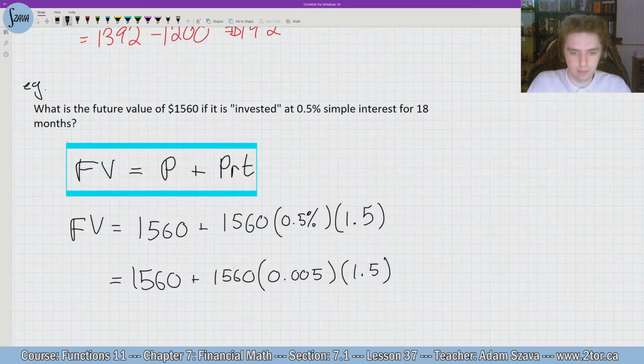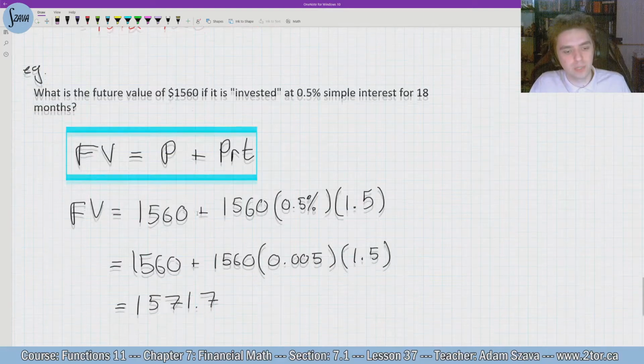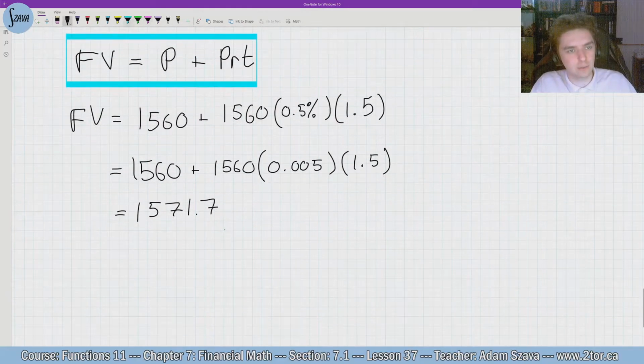And that's everything. There we go. So 1,560 plus 1,560 times 0.005 times 1.5, and we get 1,571.7, right? And so again, you might ask, that's the answer for what's the future value.